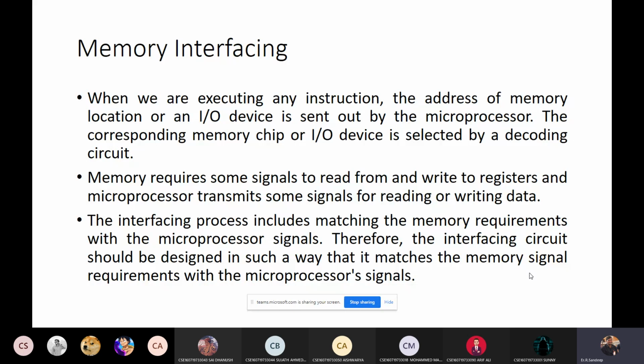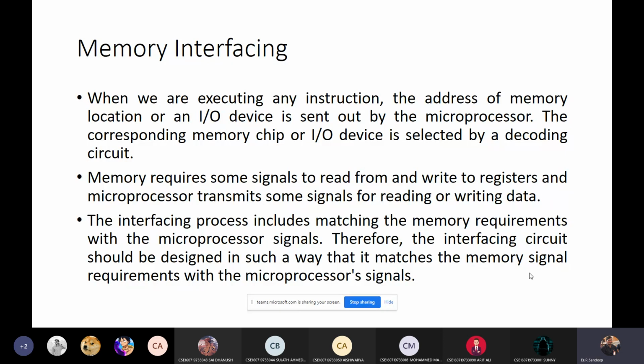When we are executing such an instruction, first of all it will identify the address of the memory location, and whether it is coming from an IO device or a memory location. The processor will try to find the information related to the instruction, whether it is internal or external, whether it is triggered from an IO device or coming from the memory devices. The corresponding memory chip or IO device is selected by a concept called decoding.